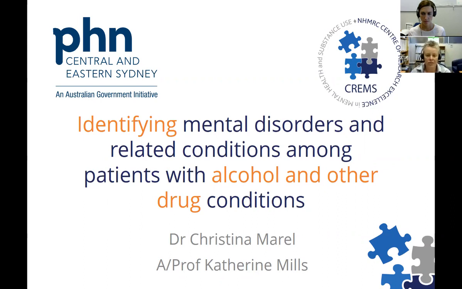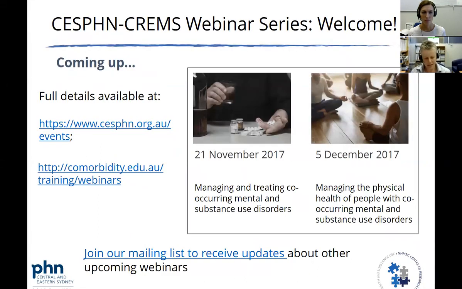As I mentioned, we have an exciting series of 4 webinars. The first one, a couple of weeks ago, provided an overview of co-occurring substance use and mental health conditions. And leading on from that, this one is focused more on how to identify mental health disorders and related conditions among people with alcohol and other drug use disorders. And then we have the 2 remaining webinars. The next one will focus more on the management and treatment of co-occurring conditions. And then the final one in December will look at managing physical health of people with co-occurring disorders.